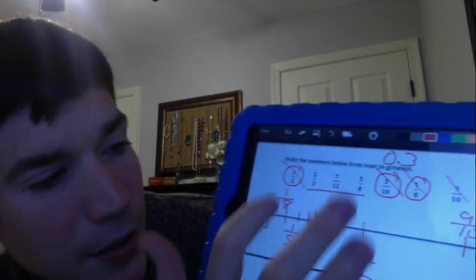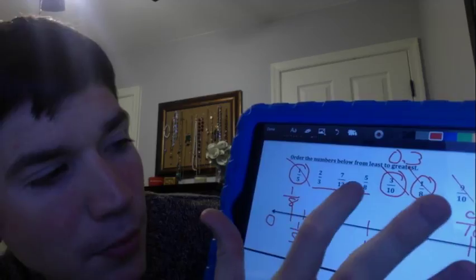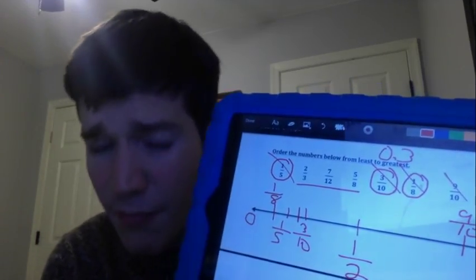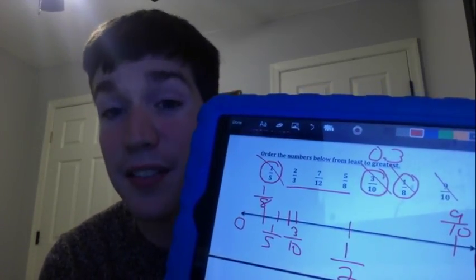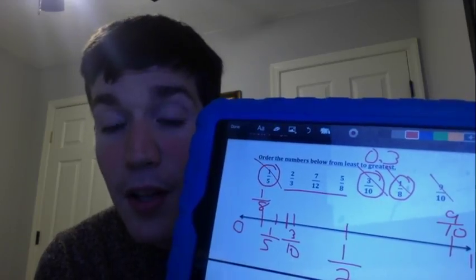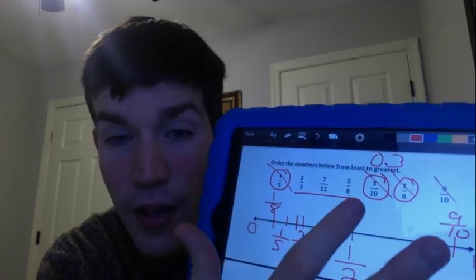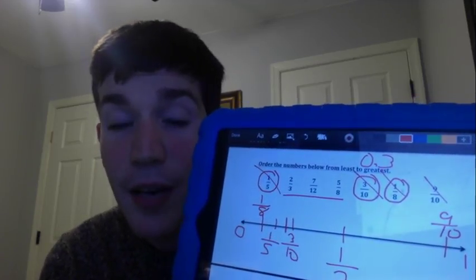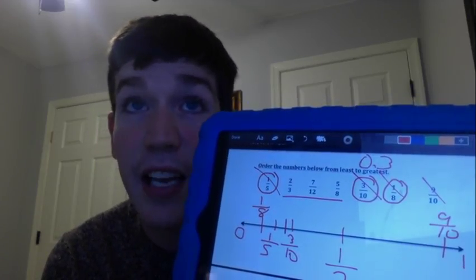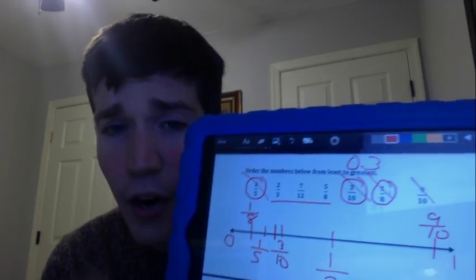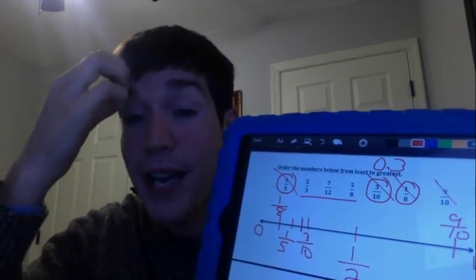So remember in class we talked about writing down the multiples of each of these numbers and trying to find a denominator that's the same for each. So I would write down multiples of 3, multiples of 12, and multiples of 8, and I would try to see if I could find a place where all the denominators are the same. So I'm going to challenge you to do that.